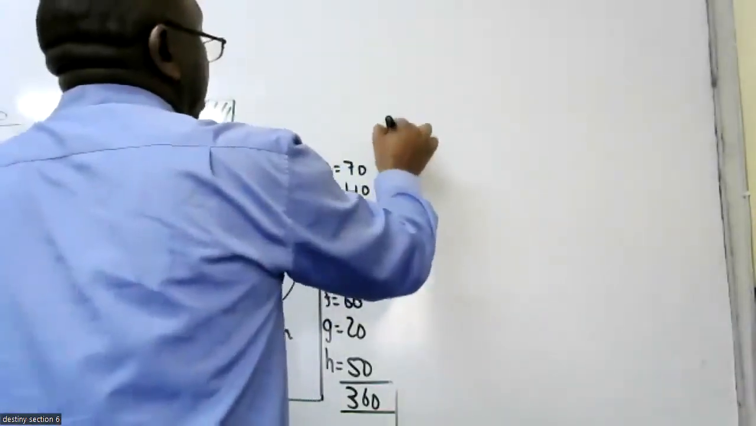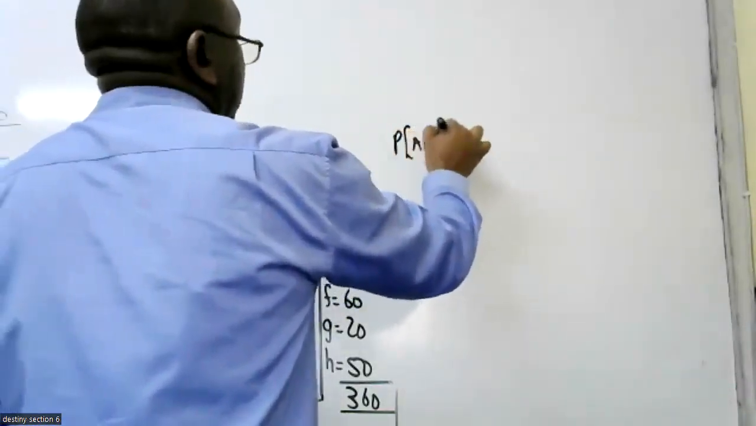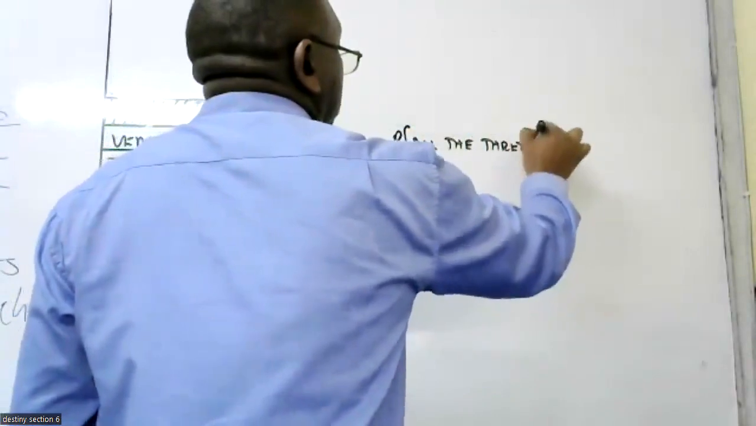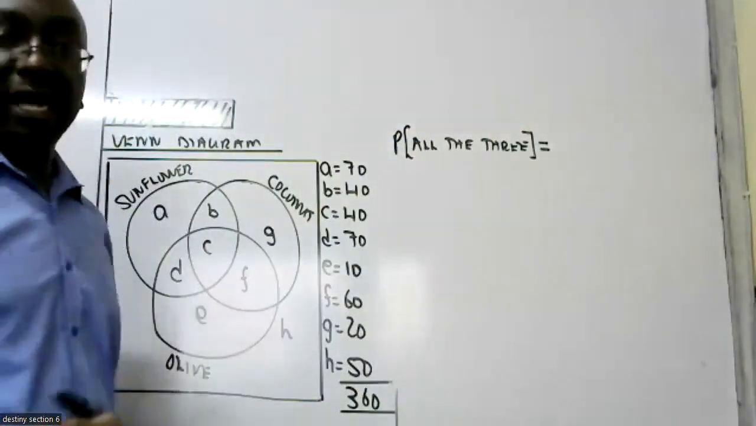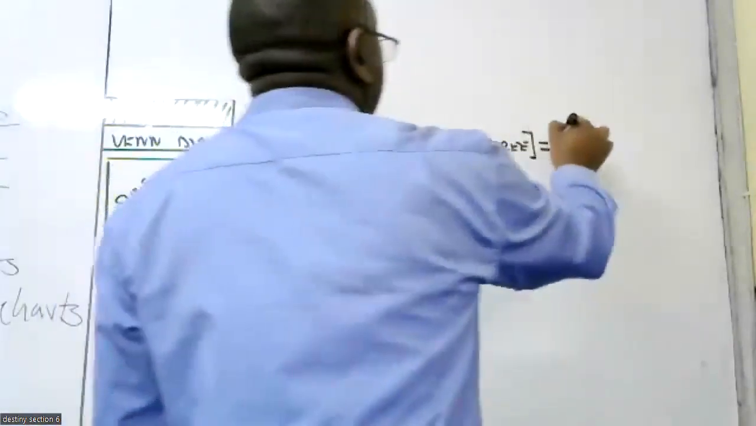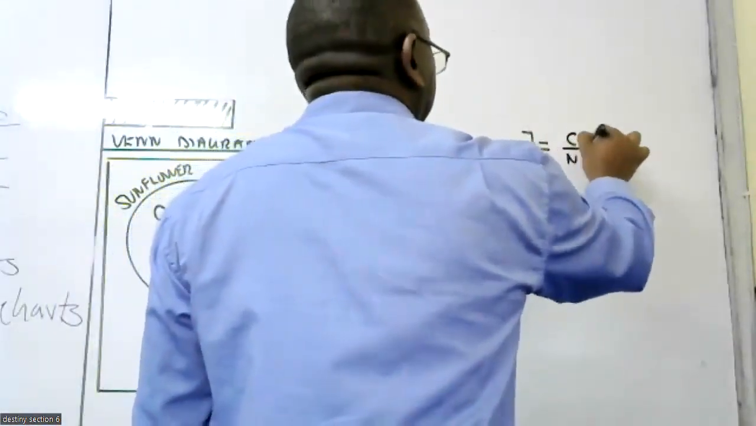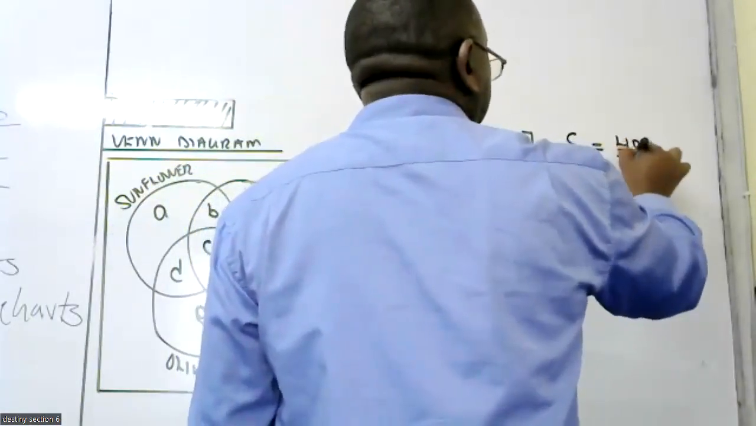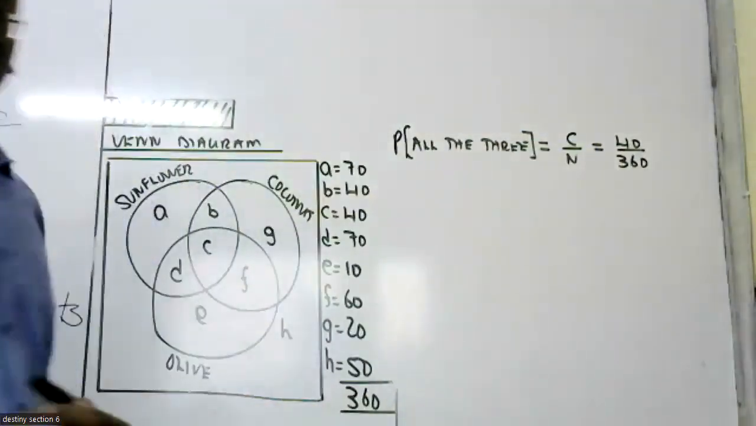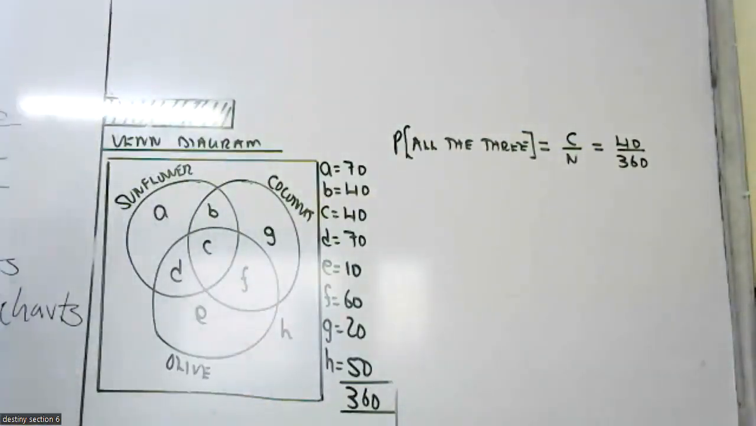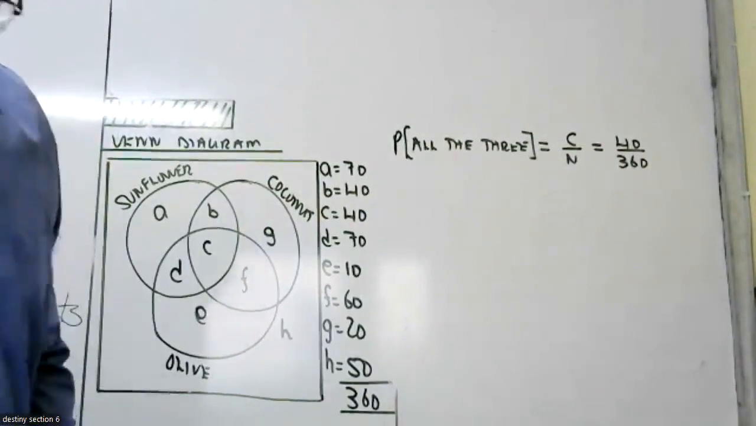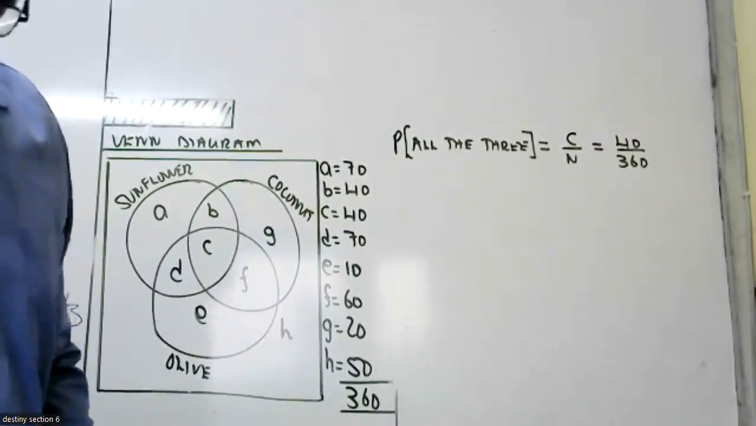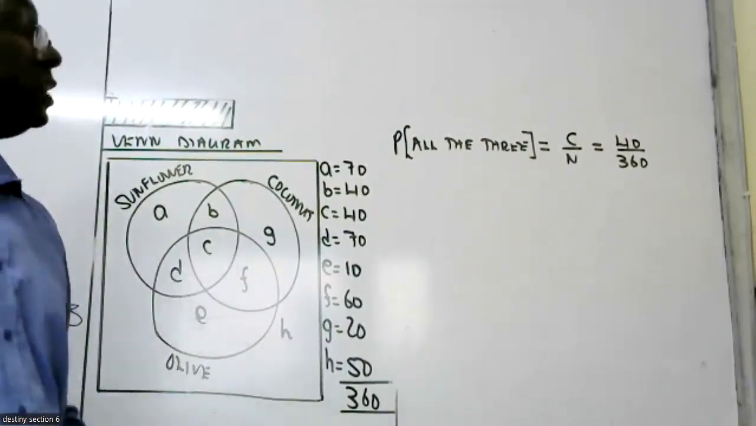So the probability that someone prefers all the 3. I told you the formula for probability is the desired over the possible. So we desire C over N, and our C is 40 and our N is 360. So you can leave it that way, or you can choose to simplify. If you simplify, it's 40 out of 360, which is 0.1111, something like that.